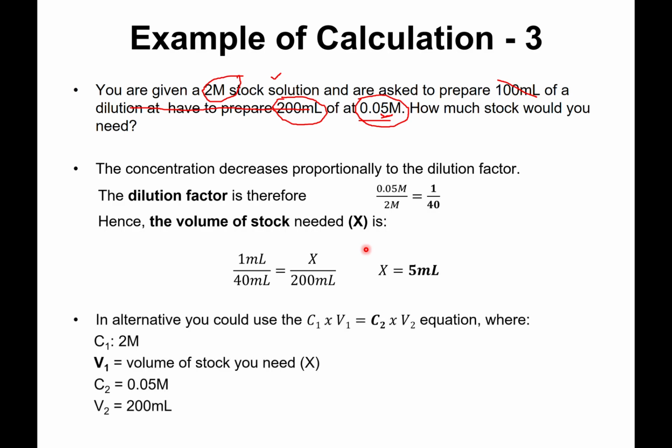Now, you could have used also, as we said before, the C1, V1, C2, V2, but as you can see, I always keep it as a second option in case you're really desperate, where you would have, in this case, that C1 is the concentration of the stock solution, so 2 molar. V1 will be what you have to figure out, how much you need to get, so it will be your X in your calculation. C2 is 0.05 molar, the concentration of the dilution, and V2 is the total volume of the dilution, which is 200 milliliters here. So this will give you, obviously as well, 5 milliliters to calculate what you need.